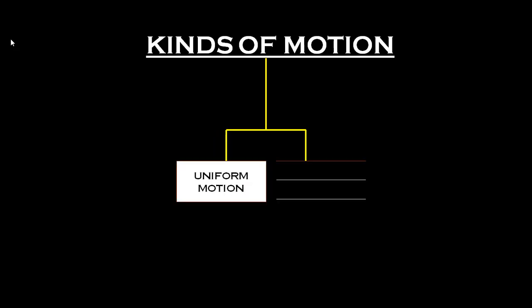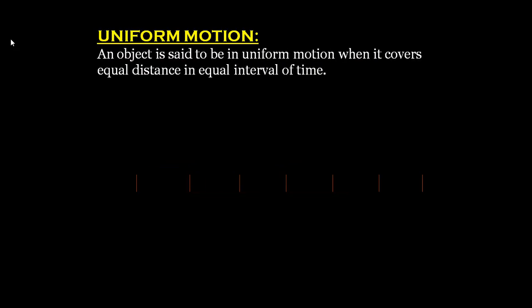Kinds of motion. There are basically two kinds of motion, uniform motion and non-uniform motion. What is a uniform motion? An object is said to be in uniform motion when it covers equal distance in equal intervals of time.